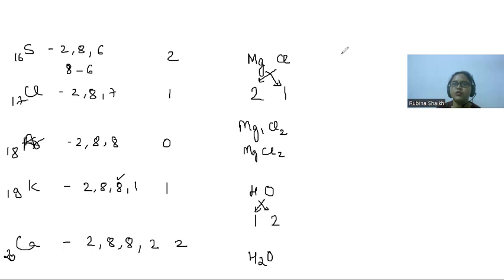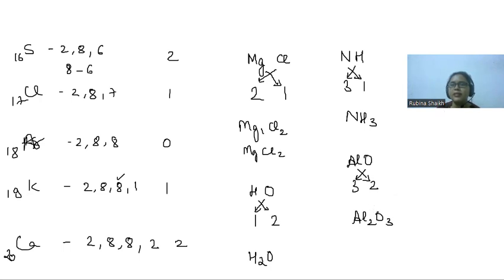Then suppose we take N and H. Nitrogen has atomic number 7. Its valency is 3, and hydrogen has valency 1. So we will criss-cross and you will get NH3. N1H3 is nothing but NH3. Then we'll take Al and O. Aluminium has valency 3 and oxygen has valency 2. So Al2O3, this is nothing but alumina or aluminium oxide.